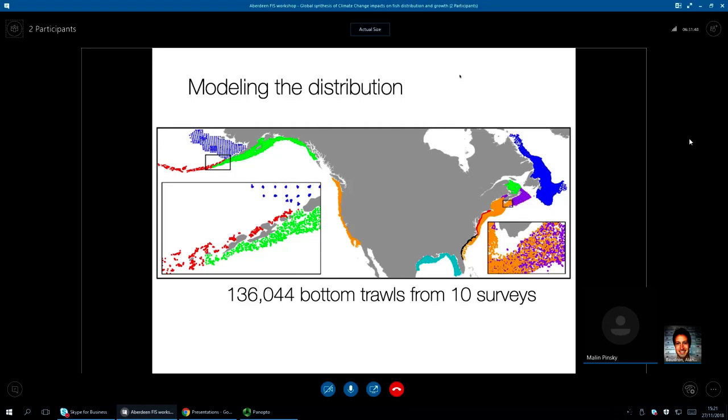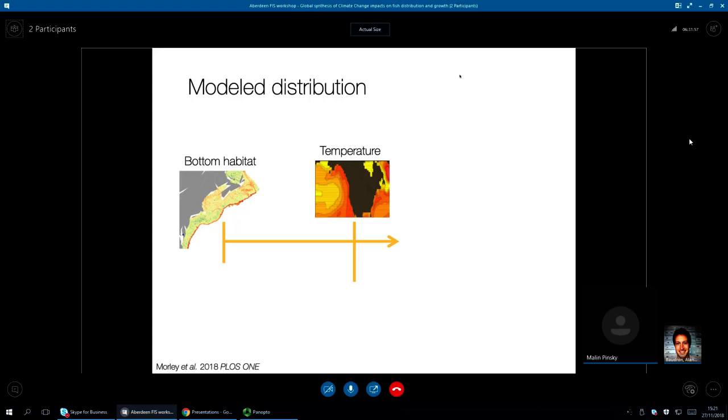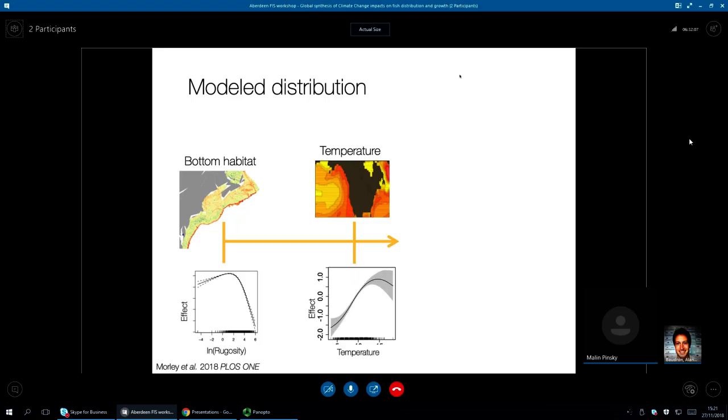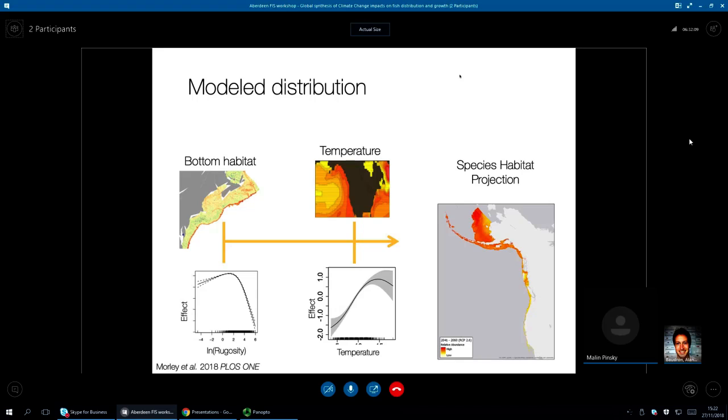That's all the surveys that we've combined together. We've done separate models for Atlantic and Pacific. And the map on the left there shows, I believe, rugosity, and then temperature. We fit smooth functions for those, and then come up with a species habitat projection.